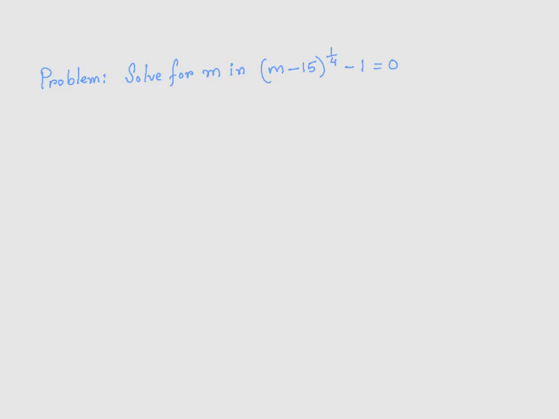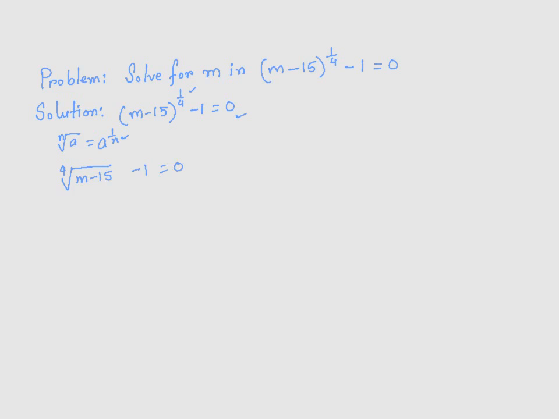In this video, I am going to solve for m in the given equation. Please note that this exponent 1/4 is actually a radical, which is the fourth root, because remember the definition: the nth root of a number a is a to the power 1 over n. So using this definition, I could simplify this equation and rewrite it as the fourth root of m minus 15, minus 1 is equal to 0.